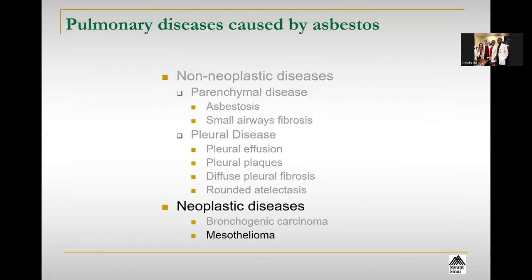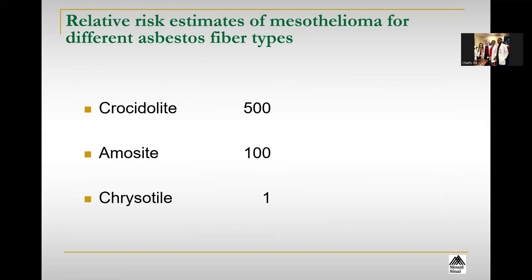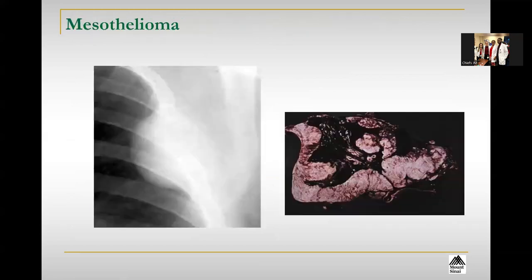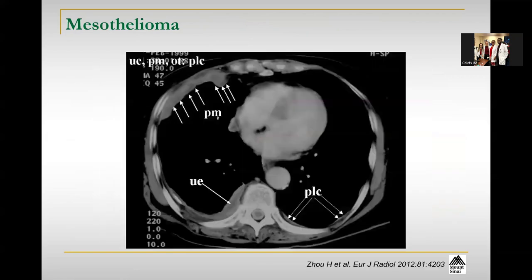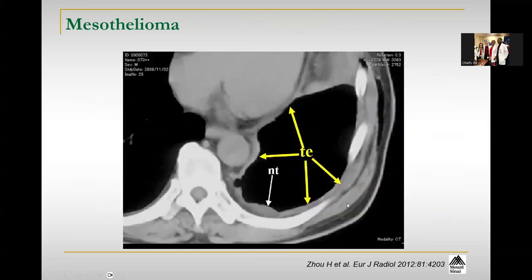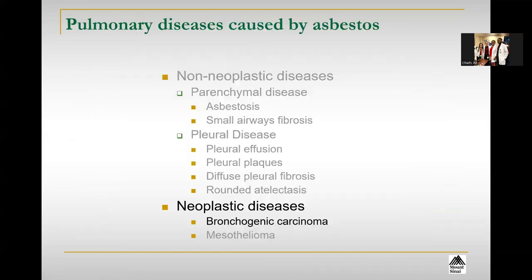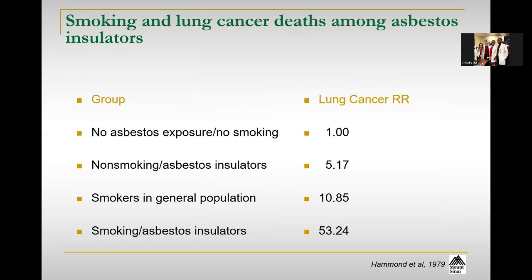And again, asbestos is associated with mesothelioma and lung cancer, both. So here, just to show, it's the same as the pleural plaque, but way more extensive. And you see the thickening quite significant and extensive, usually not calcified. This is another example. And bronchogenic carcinoma.